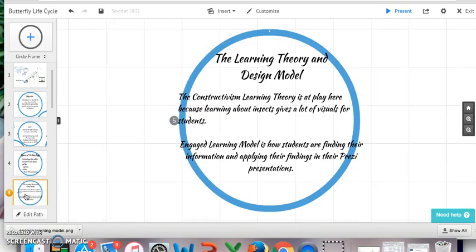The learning theory and design model, I use the constructivism learning theory because it's learning about insects and it gives a lot of visuals for students. And we use the engaged learning model. This is how students are finding their information and applying their findings in their Prezi presentations. The engaged learning model is more student research and self-discovery of students' learning.